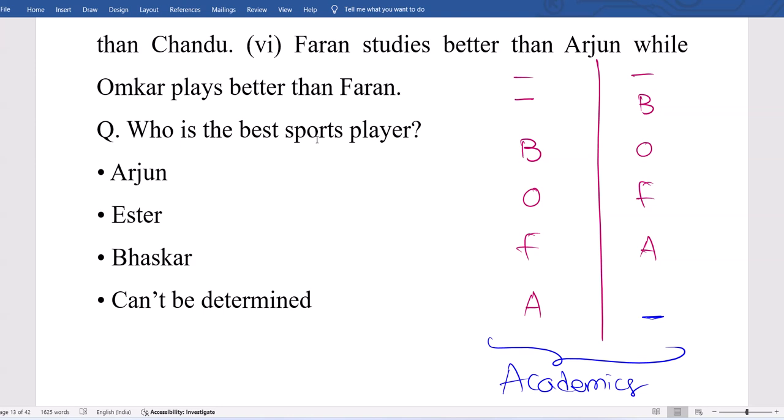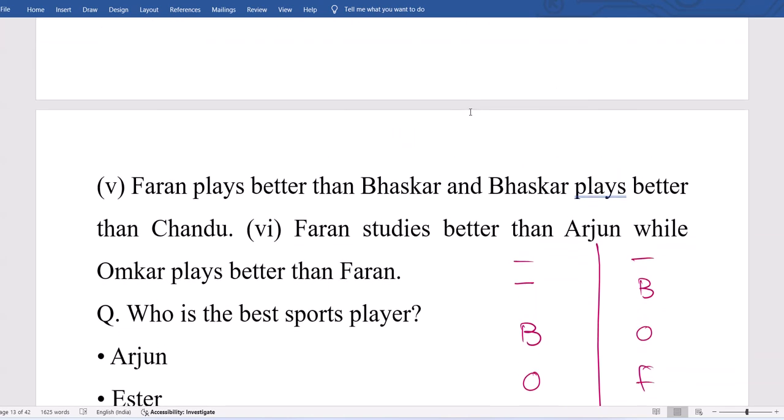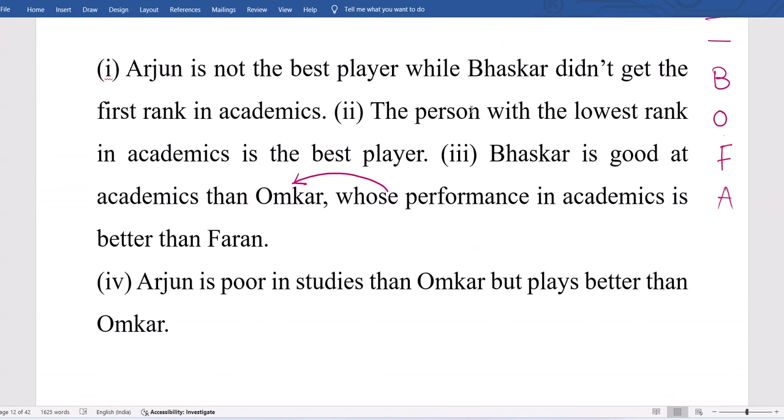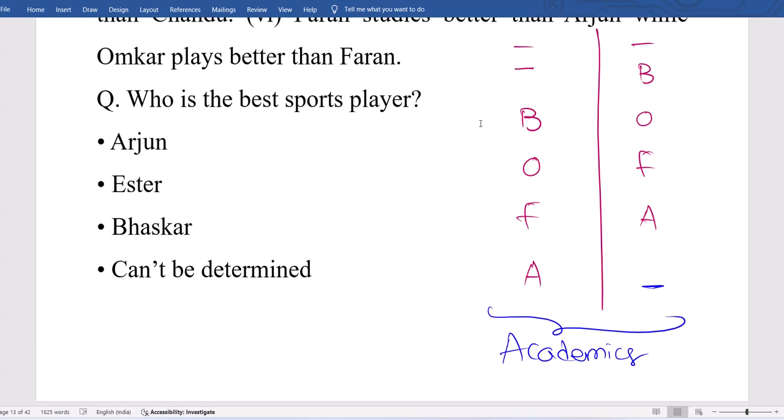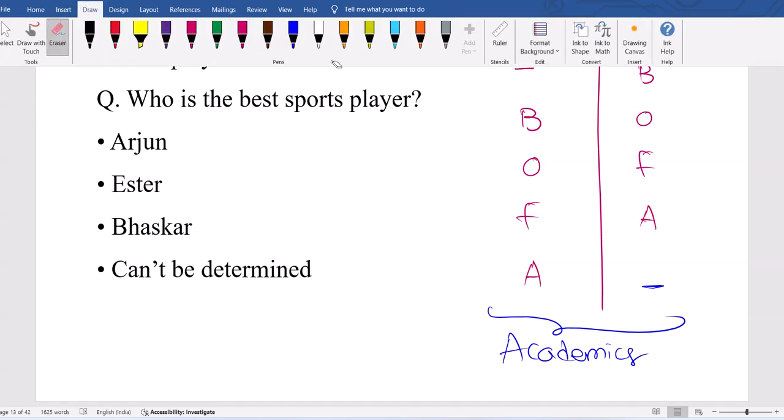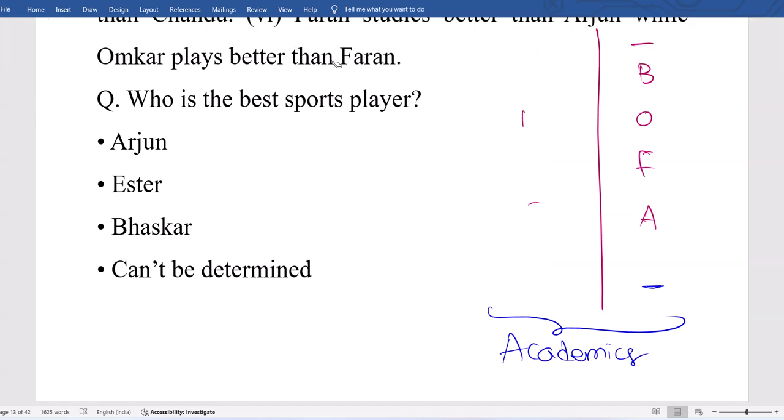Still anything missed? Farhan studies better than Arjun? Yes. The person with the lowest rank in academics is the best player. Arjun is not the best player. The one who is lowest in academics is the best player. If I go in this way, Arjun is the lowest. So this is not okay. Arjun is not the lowest because Arjun is not the best player.